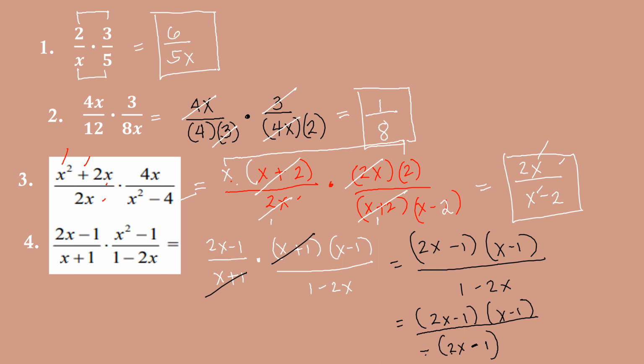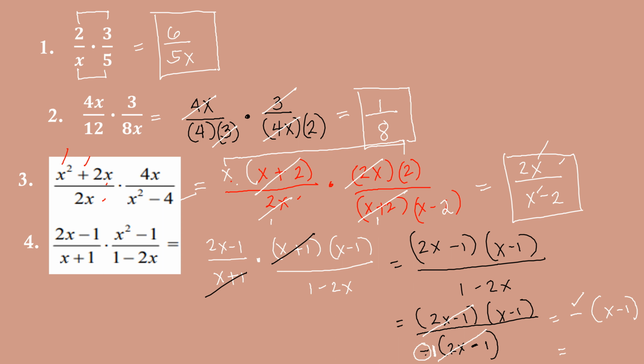In this sense, we can now conclude that the 2x minus 1 is now common. Thus, remember that this is already a 1. So therefore, our final answer is x minus 1. And this is over 1 already because our negative in here is already written here.